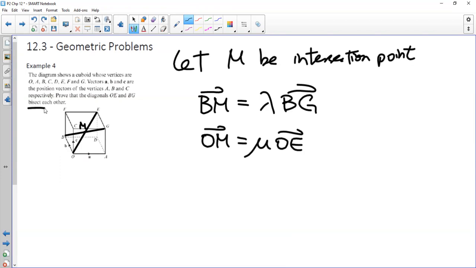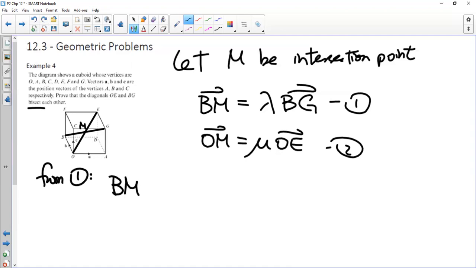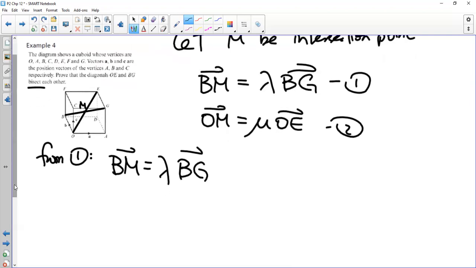So next step from 1 and 2. This time we don't have part A and part B to help us to find BG and OE, so we have to do that first. So from equation 1, we'll do everything in one go. BM equals lambda of BG. Now we need to develop a route from B to G. So first we need BG. So B to G, we can go from BF, FE, EG.